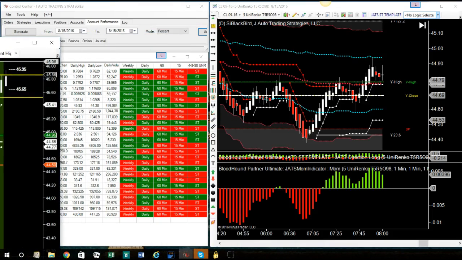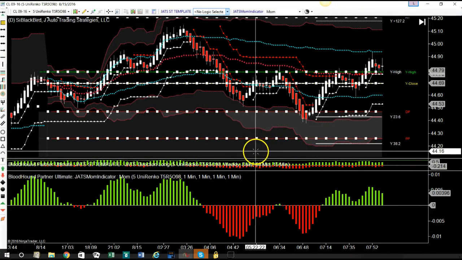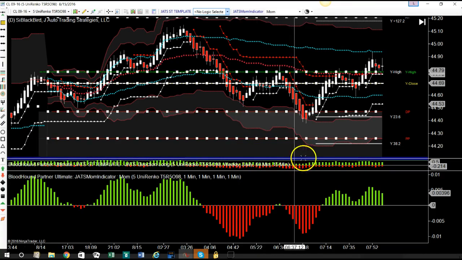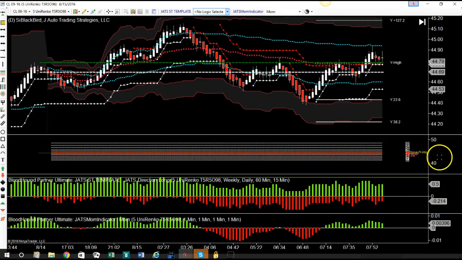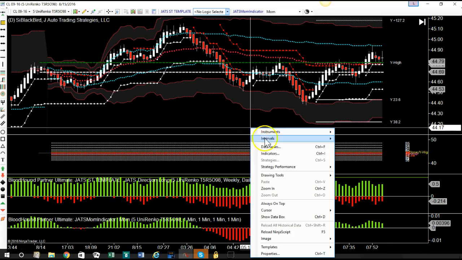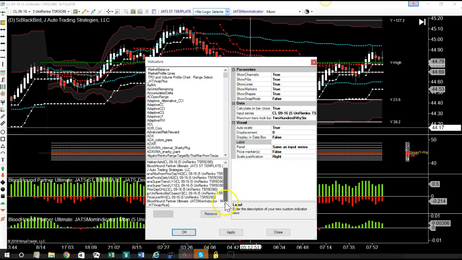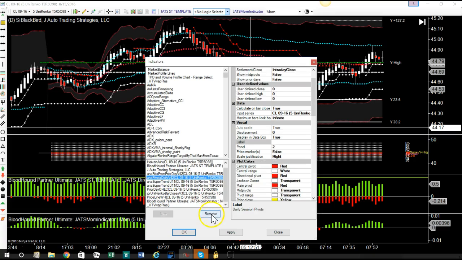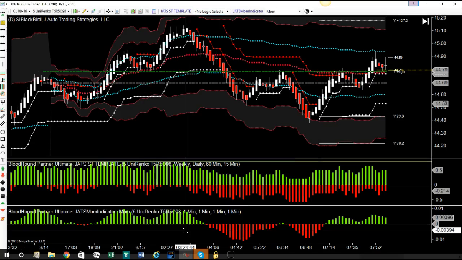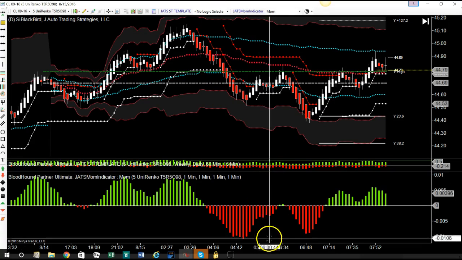On the smaller time frame chart, oops. Uh-oh, what did I do? Let me take this off. Somehow I dragged the pivots down there. There we go. Okay.